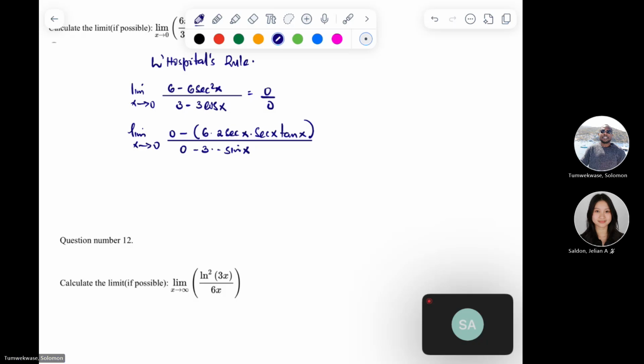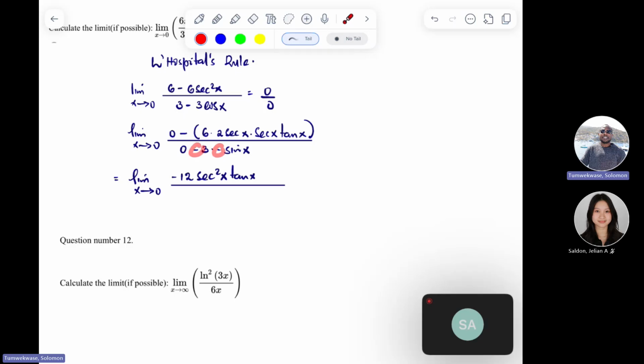Okay, so this will be limit as x approaches 0 of negative 12 secant squared x tangent x, over, this is a negative times a negative, that's a positive, plus 0, so this will be just 3 sine of x. Okay, this 3 can reduce this to 4.